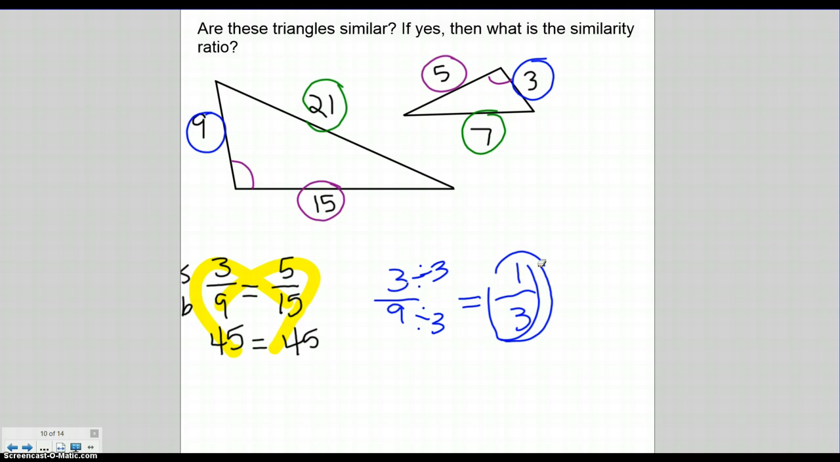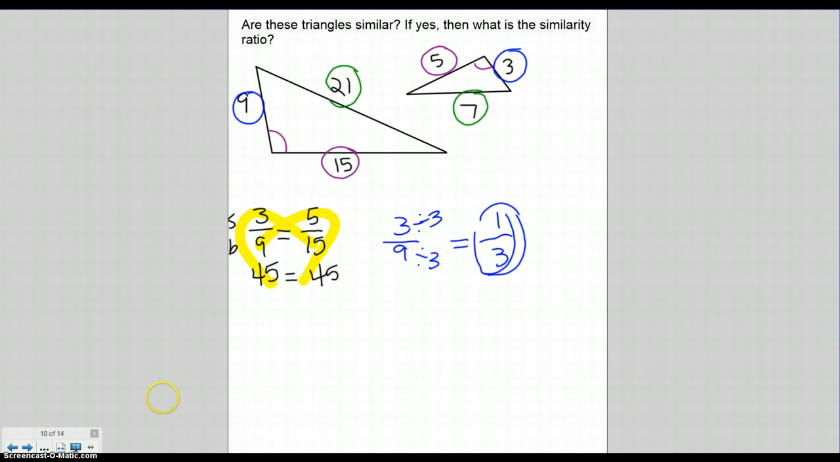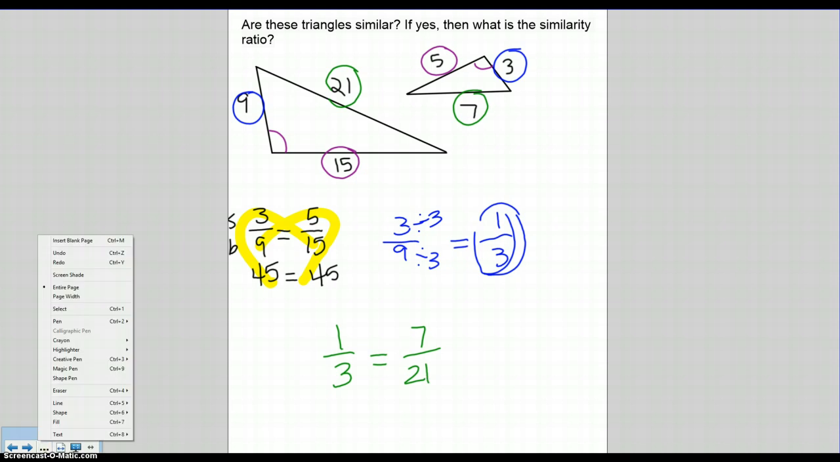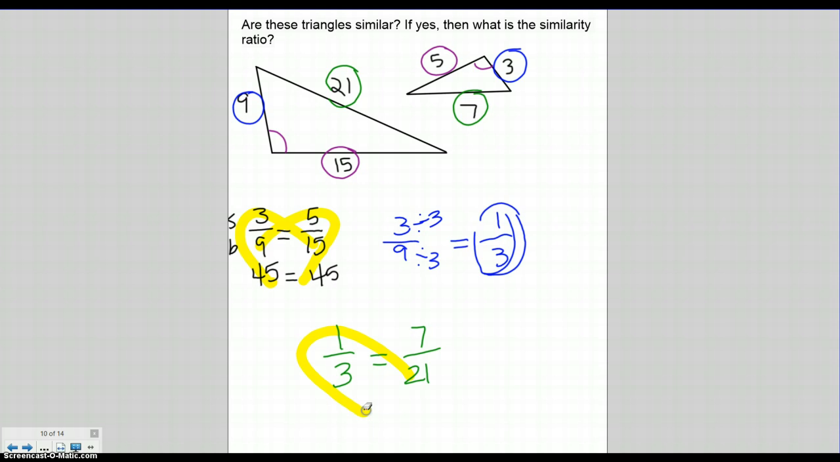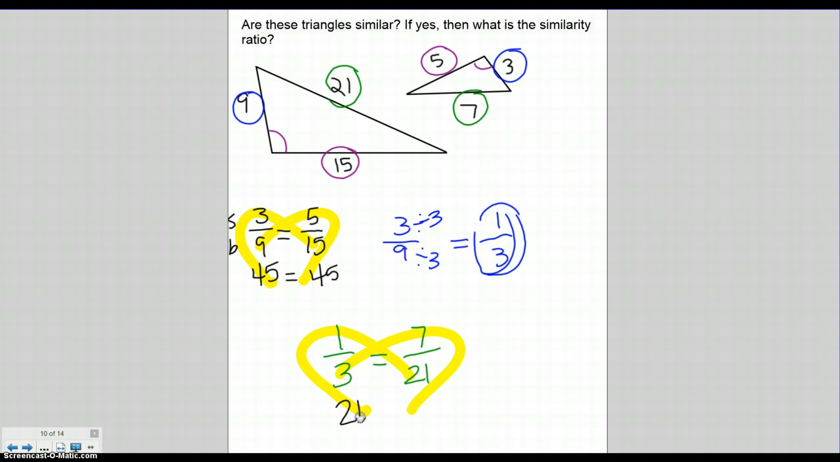That's what I'm looking at for my similarity ratio. So I'm going to check that last set. I'm going to take my similarity ratio of 1/3, and set it equal to the ratio of my remaining sides. I have small over big, so I have my 7 over 21. If I again do the cross multiplication and do my little karate chop there, 21 times 1 is 21, and 7 times 3 is 21. And so in fact, these two triangles are similar, and the similarity ratio is 1/3.